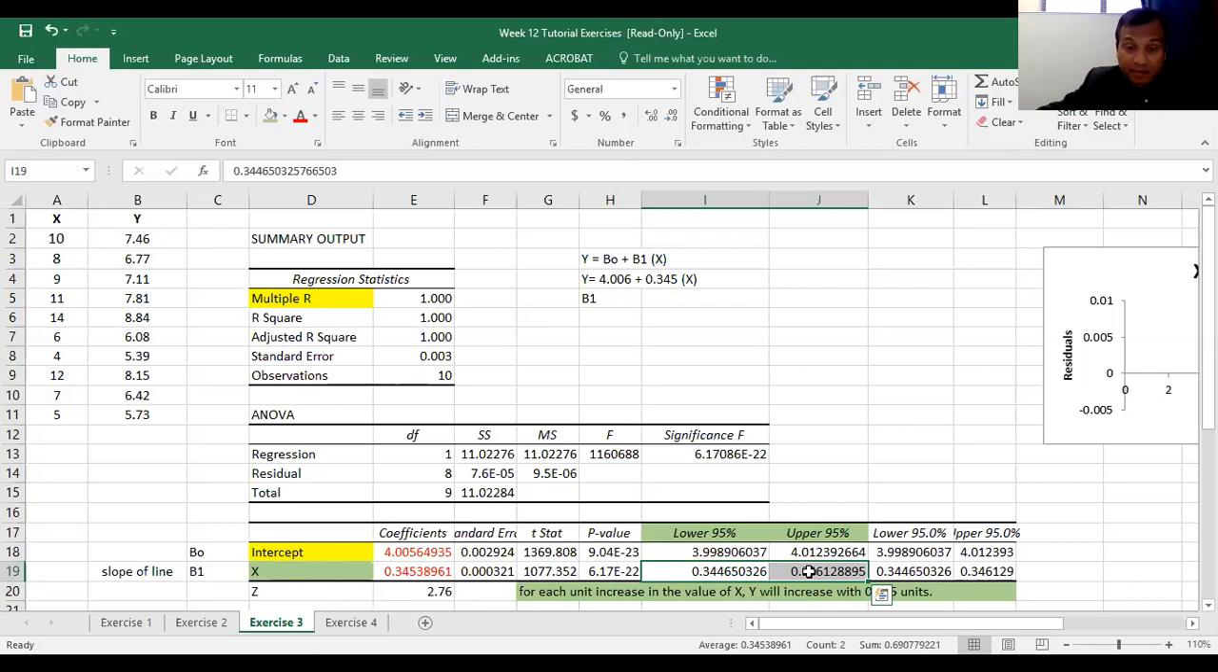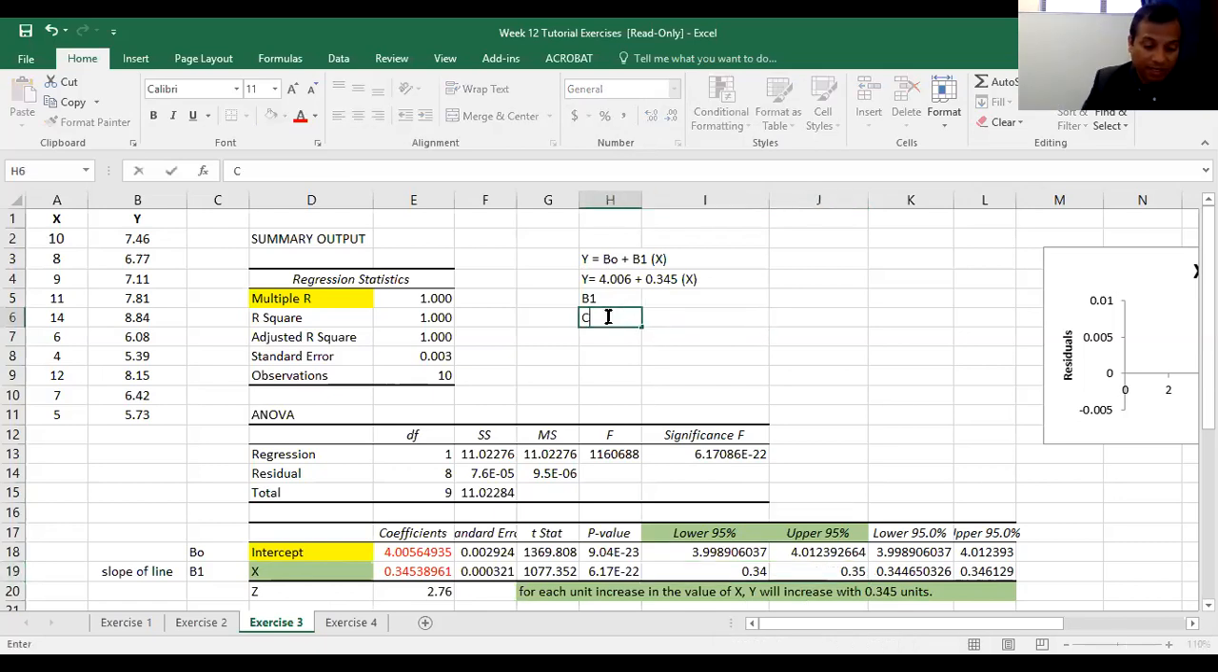So in this case, if you look at the two digits, what interval did we get? Your CI estimation is, what interval did we get? It lies between 0.34, comma, 0.35. This is the range.